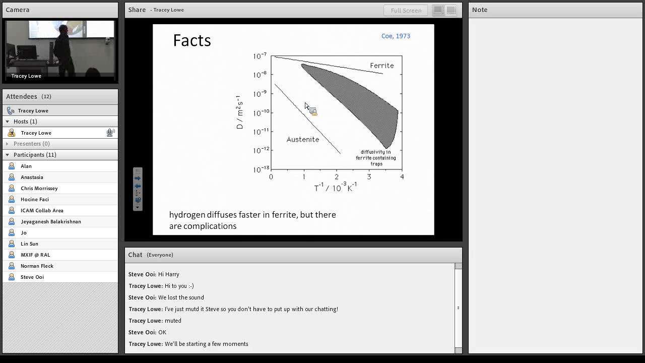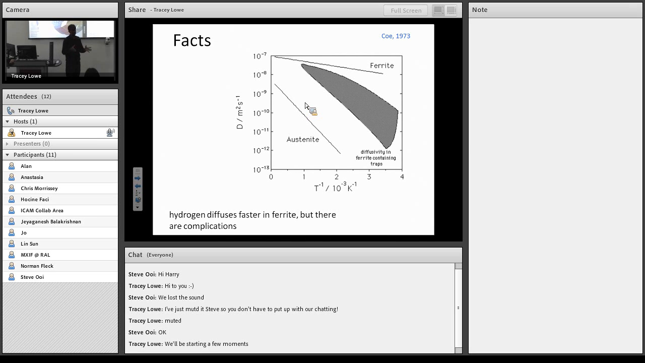This is a summary of the diffusion coefficient of hydrogen in ferrite and in austenite. And that ferrite and that austenite is more or less defect-free. In other words, we're doing a perfect experiment to measure the diffusion coefficient in ferrite and a perfect experiment to measure the diffusion coefficient in austenite. And you can see orders of magnitude difference in the diffusion coefficient.